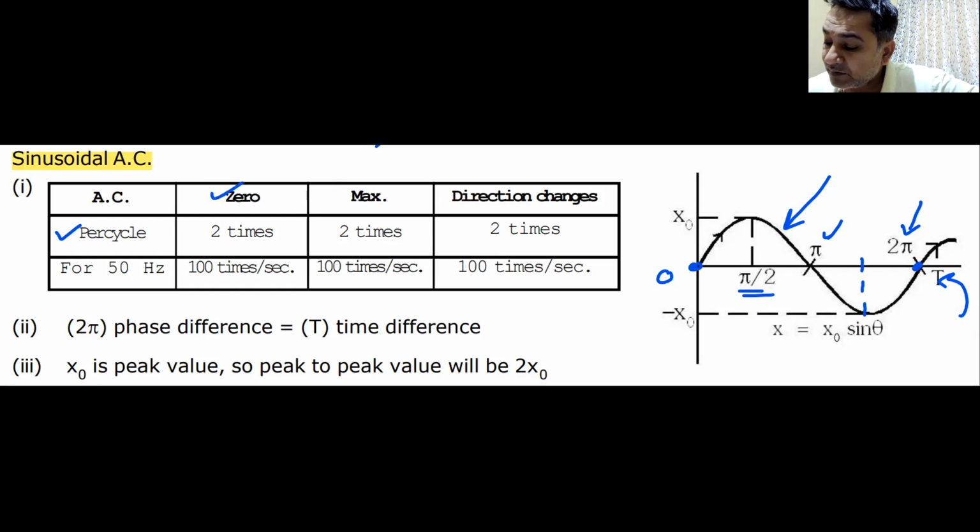In one cycle, it will become 0 two times. Yes or no? Yes, sir. It will become maximum 2 times. One time maximum on the higher side, the positive side. One time maximum on the lower side. Yes or no? Yes, sir. Direction will change 2 times. Yes or no? Yes, sir. For 50 hertz, this will be 100, this will be 100, and this will be 100. Straight away question will come.